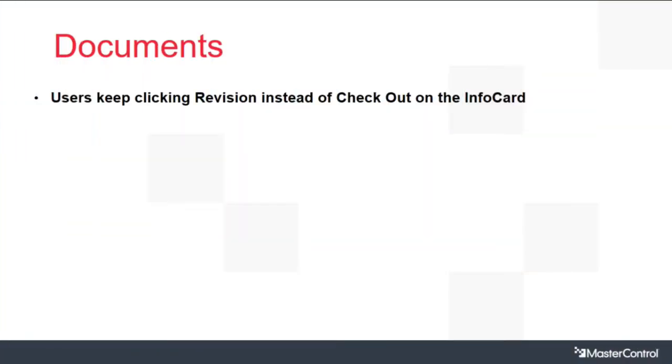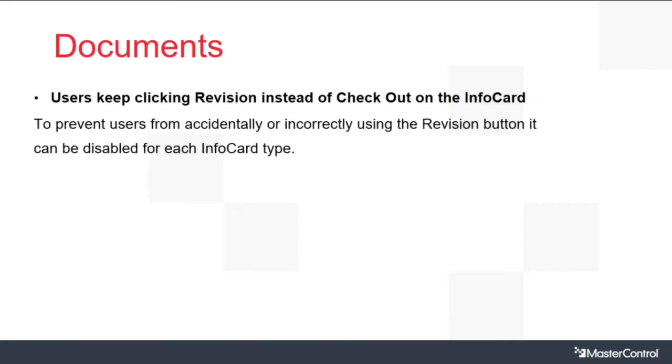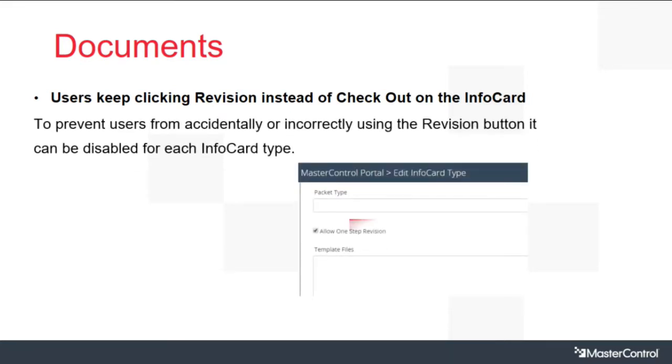one of the issues that we see quite often, mostly with users or sites that have upgraded from 10 to 11, is that they don't know about this feature, which is to prevent users from hitting the revision button. The option for one-step revision is now on the info card types. So if you were to uncheck that, users would have to check out documents rather than just clicking the one-click revision. So that's a good one. Quite a few people don't know about that if they've become accustomed to version 10 and then upgraded to 11.